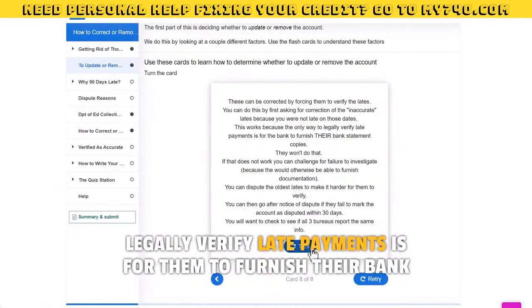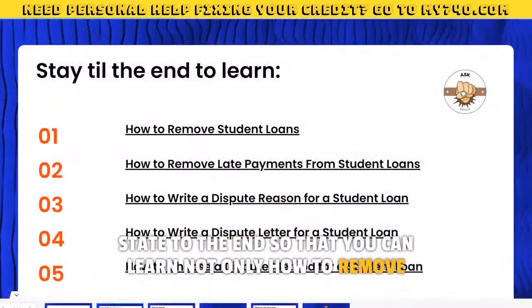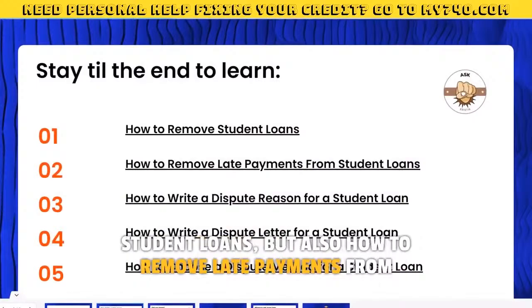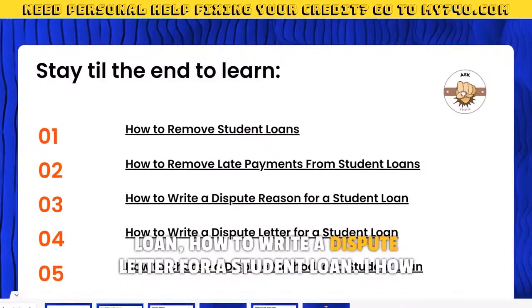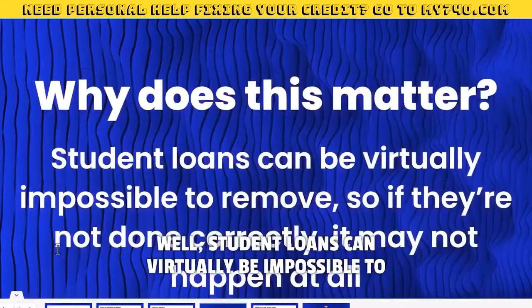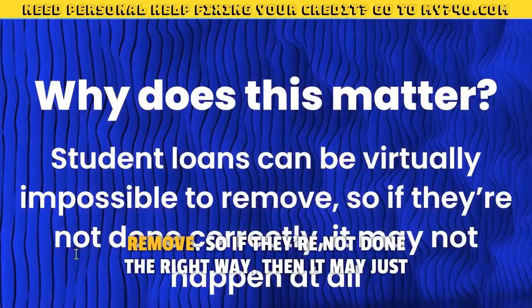The only way to legally verify late payments is for them to furnish bank statement copies. They're not going to do that. So make sure you stay to the end so that you can learn not only how to remove student loans, but also how to remove late payments, write a dispute reason for a student loan, write a dispute letter, and choose a dispute method. Student loans can be impossible to remove. If they're not done the right way, it may not happen.